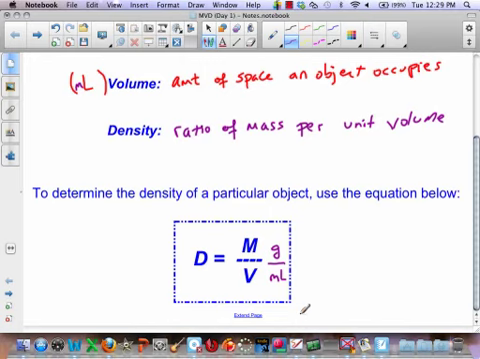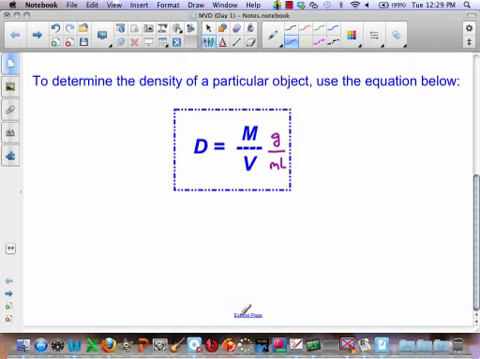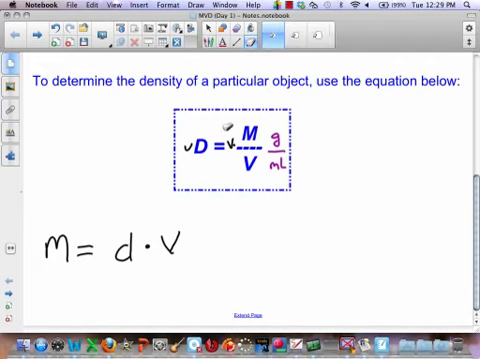So what I want us to do real quick, we're going to do some Algebra 1 arithmetic here. How do I solve for M? If density is mass divided by volume, what is mass? Density times volume. Because think about it, how do you get rid of the division here? Multiply both sides by V. So we get M equals DV, or if it's easy to remember, M is VD.